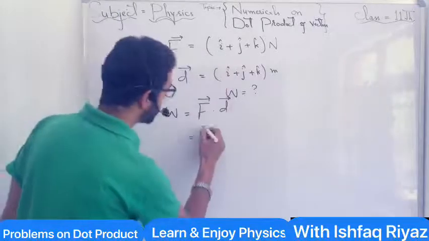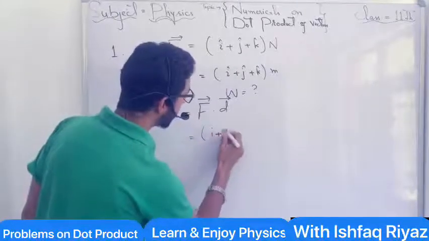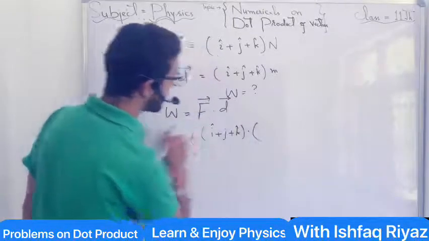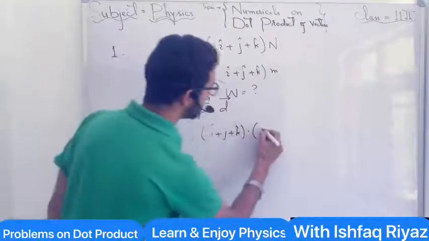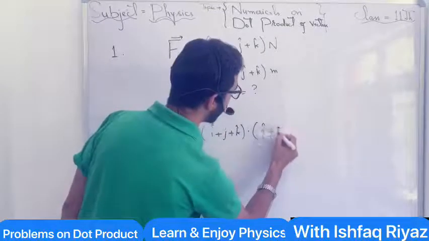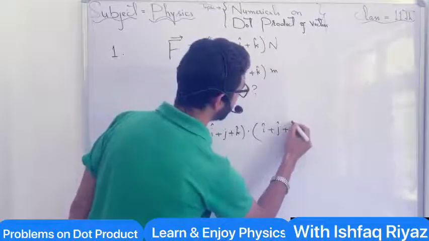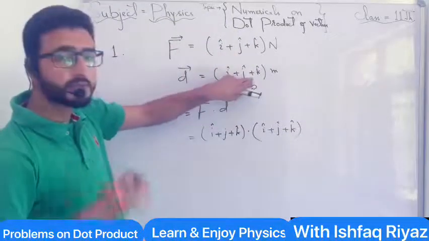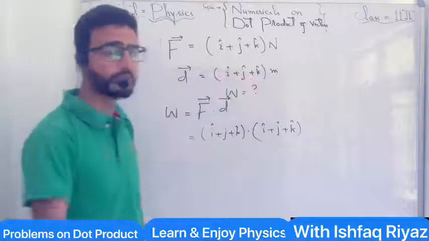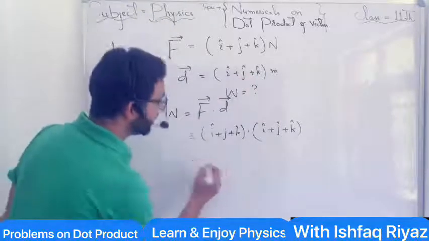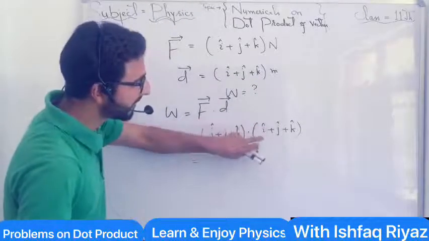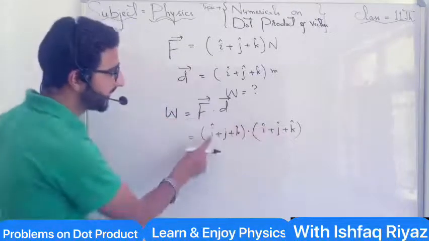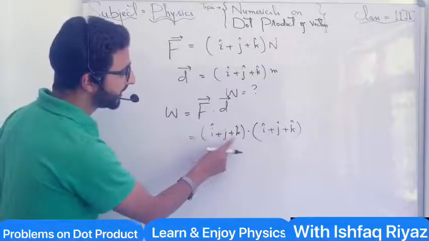So in place of force, I will write I plus J plus K, and I will take the dot product of this force with the displacement vector, which is again given by I plus J plus K. This is basically the expression of displacement in terms of rectangular coordinates. What is the coefficient of I cap here? It is 1I plus 1J plus 1K. Again here it is 1I plus 1J plus 1K.